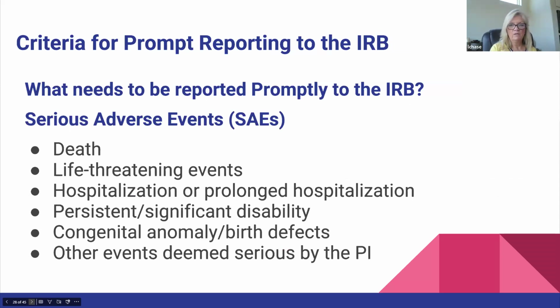And then, criteria for reporting to the IRB: what needs to be reported promptly to the IRB? Again, it's the 6 criteria. A death needs to be reported, life-threatening events, hospitalization or prolonged hospitalization, persistent or significant disability, congenital anomaly or birth defects, or other events deemed serious by the PI. So whenever you have any of these serious reports, it promptly needs to be reported and not just documented.